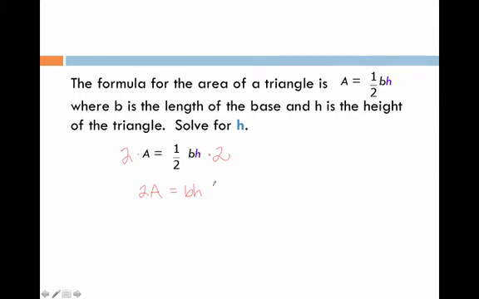Well, my h isn't yet by itself. I still need to undo that multiplication with the b. So I'm going to divide by b on both sides. So my final answer is 2 times the area divided by the base will give me the height. And that's it.